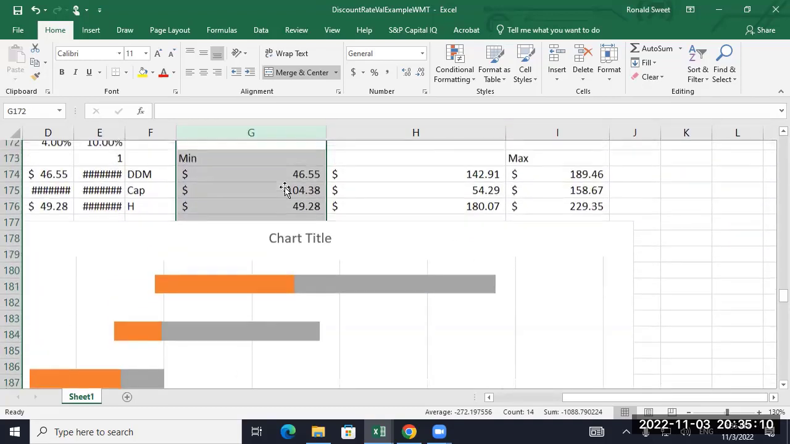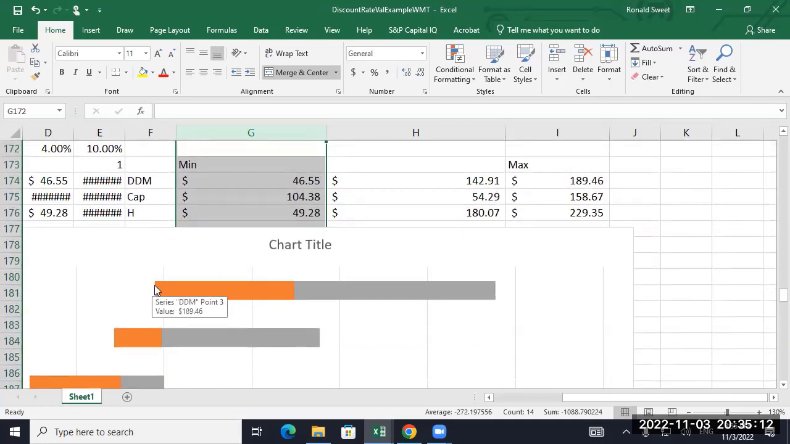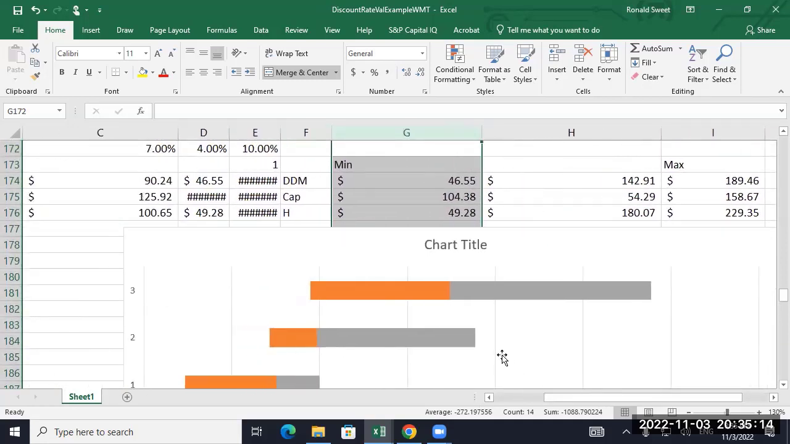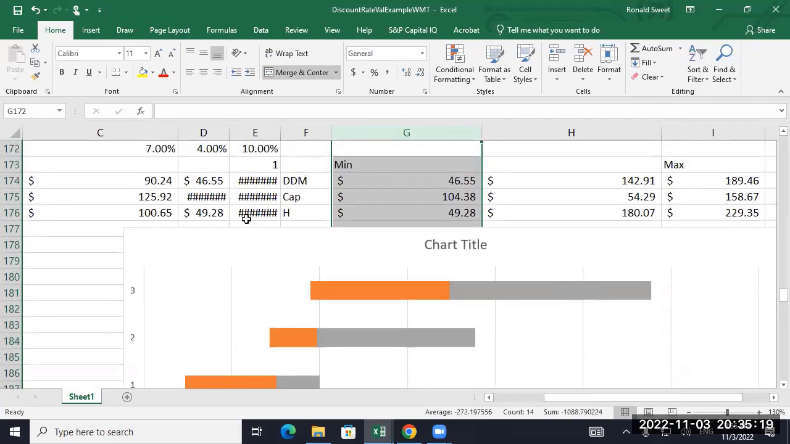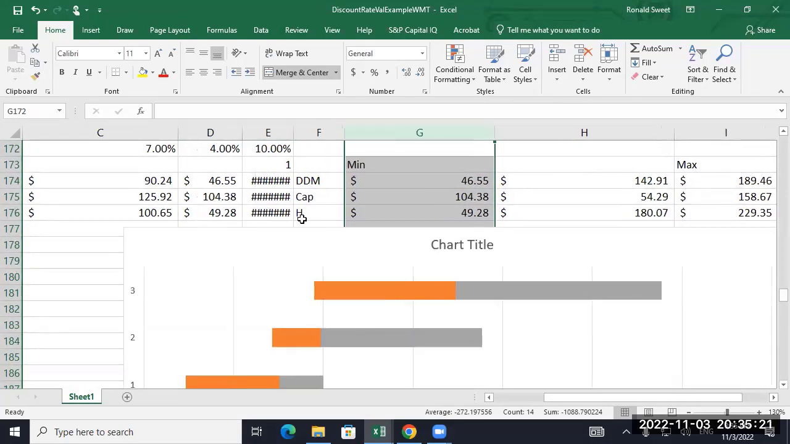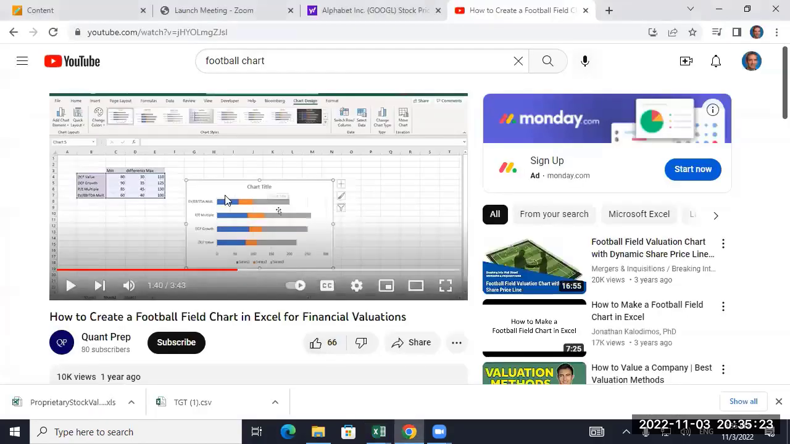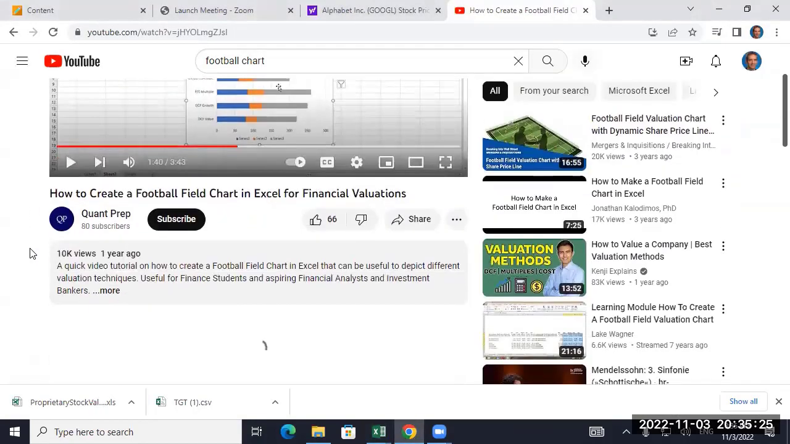So the first one is right here, goes from, still doesn't look right to me, but that's 159. Yeah, it still doesn't look right to me. But anyway, y'all can watch the video. Y'all see the video. This is a better video. I don't know who this is.